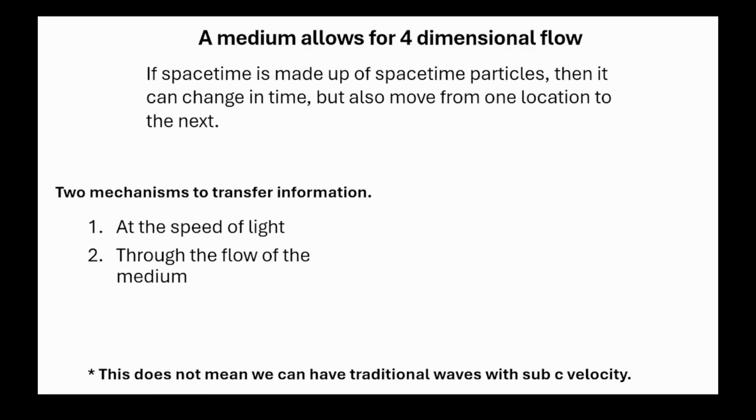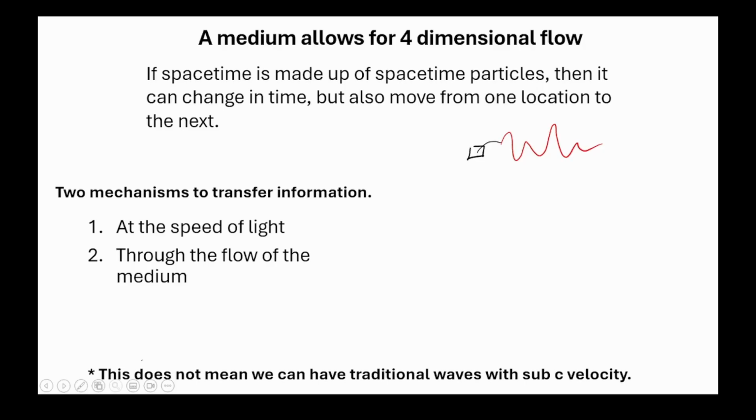All right, so if we have a medium that makes up spacetime, we now allow information to flow in 4 dimensions and not just through time. This basically allows for two mechanisms to transfer information. One is at the speed of light. Two is through the flow of the medium. So in typical spacetime, we have a grid, and information would be changing, whatever we want. It doesn't have to be a sine wave, but some properties of that spacetime would be varying at that location.